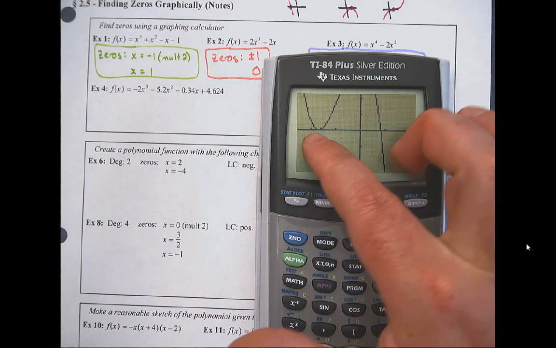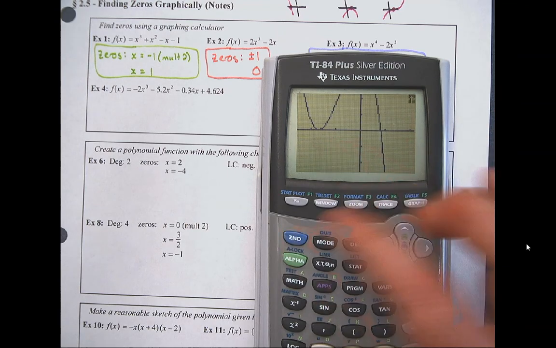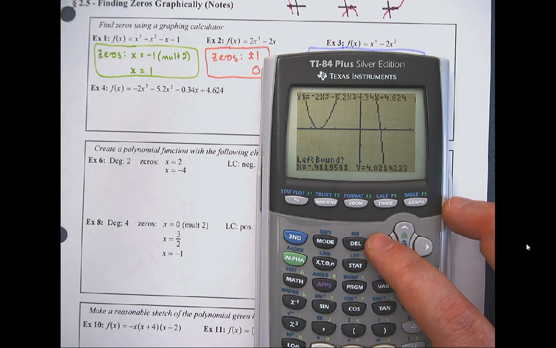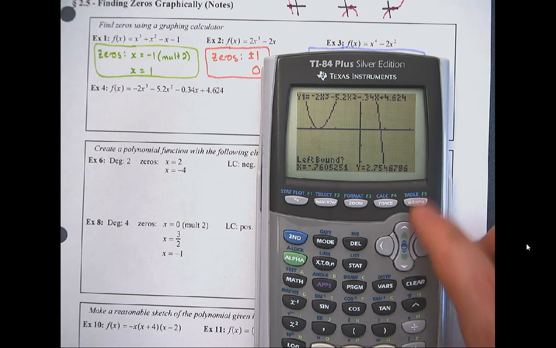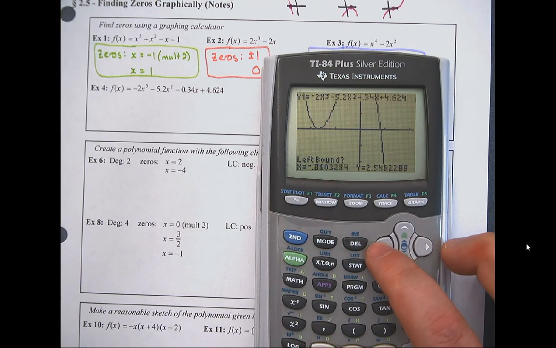Now, I can't just guess and check. Maybe I could. I don't know how nice this comes out, but I'm not going to waste my time trying to guess and check. I want to find the 0. I'm going to move my cursor. Sometimes you lose the cursor, but just follow these numbers down here. So negative 0.7, negative 0.8, there it goes. Now I can see it.